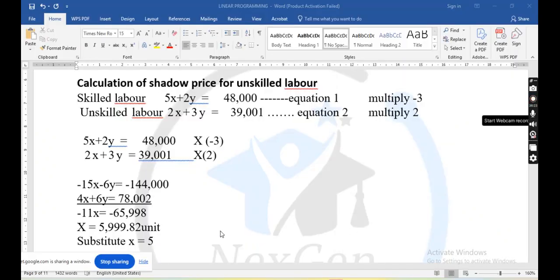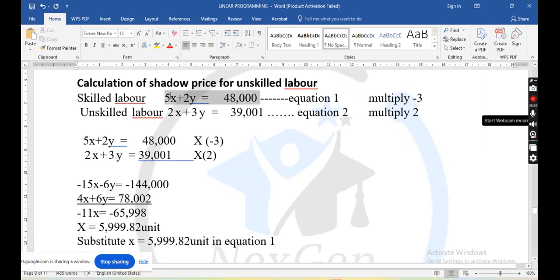So please, Temidayo, substitute x equals 5999.82 units, right? In either equation 1 or 2, because Kudus have actually helped us to confirm that we can use any of the equations. Let's use equation 1. So this is our equation 1. We copy it.